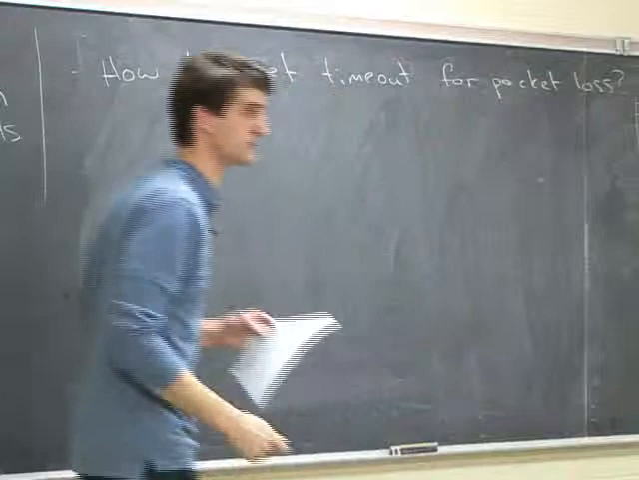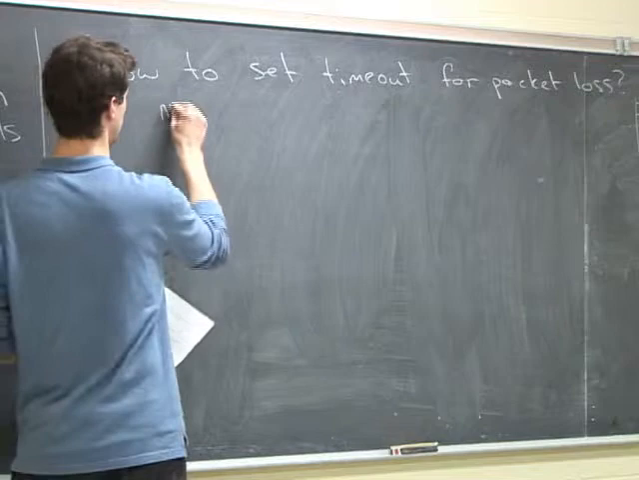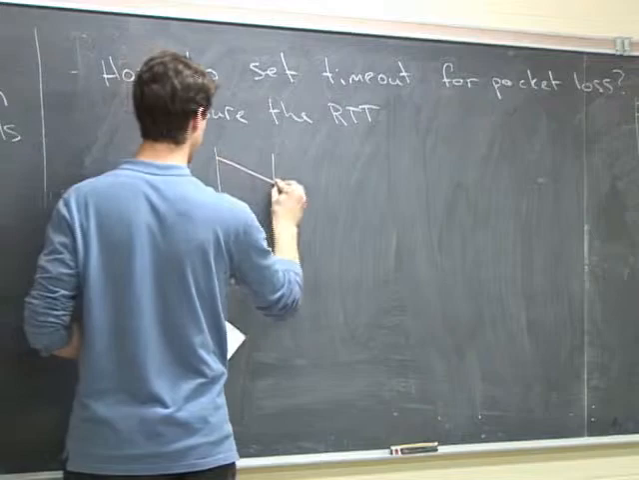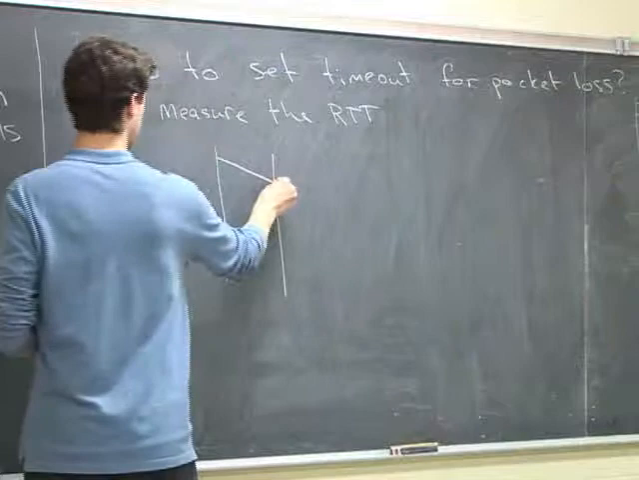And to do this, we measure the round trip time. All right, so we measure the RTT. So recall we have something like this. Grab a different color chalk. So we know what this RTT is here, right? And we can keep track of that.